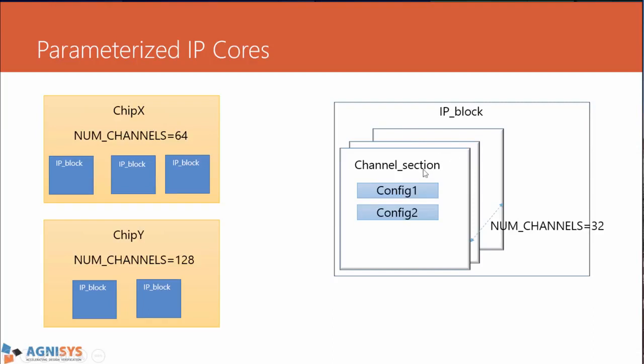In this block, we have num channels as a parameter. Based on the num channels, a section of the code is repeated num channels times. And then we're going to show how to create references to the IP block and change that parameter. So let's get to the code.